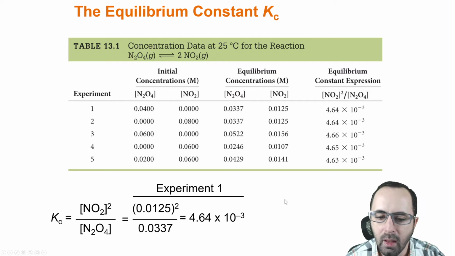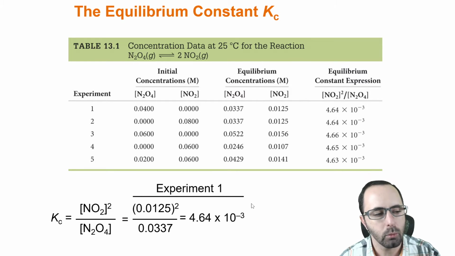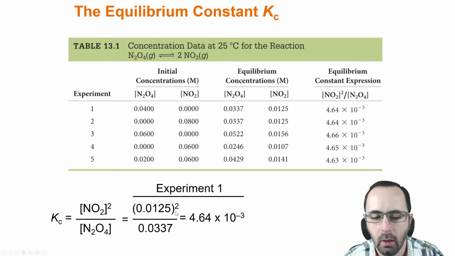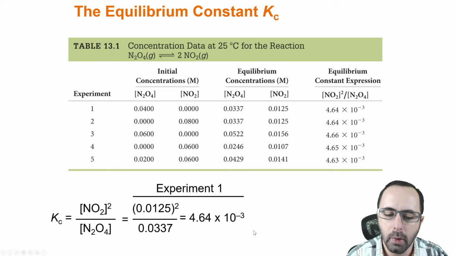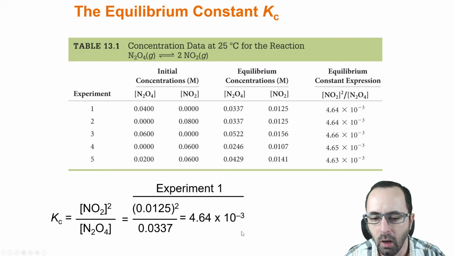So one thing I want you to notice here is that we did not put in any units. And usually I'm really harping on you guys about units. Always keep your units. If we were to calculate the units here, it would be molars squared over molars, which would just be molar. But there is one situation in chemistry where people often leave off the units, and that is when they state the equilibrium constant.